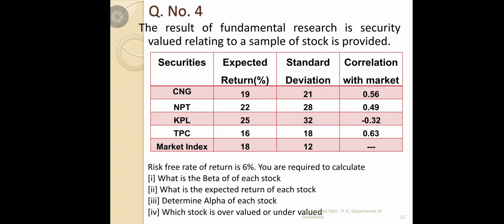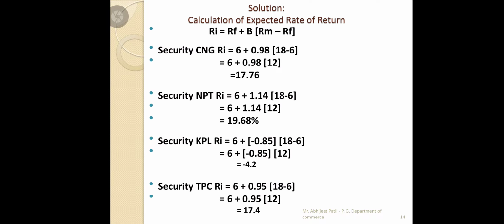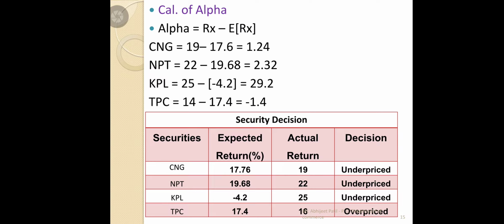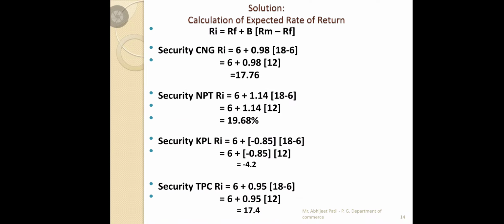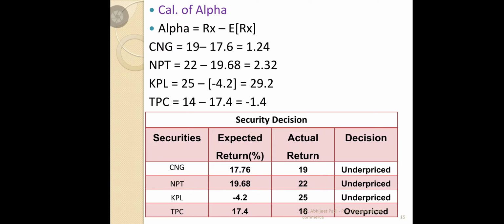Whatever return is given in the problem, even if it is called expected return, actual return or average return, you should assume that it is your actual return, and whatever we calculated is your expected return. So actual returns are 19, 20, 22, 25, 14 minus expected returns we calculated, 17.676, 19.68, 4.2 and 17.4. So we can subtract them. CNG gets 1.24, NPT 2.32, KPL 29.2, TBC negative 1.4.